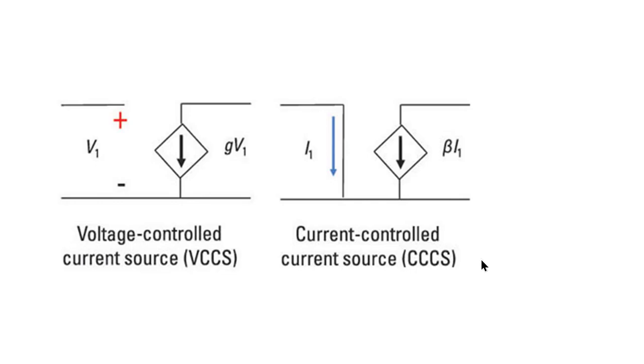Similarly, there is another current source, that is the current controlled current source, normally written as CCCS. This is the representation of the dependent current source, and the direction is downwards and its magnitude depends upon beta into I1. Beta is a constant value and I1 is the current flowing in the neighboring circuit like this. So its value depends upon beta into I1.